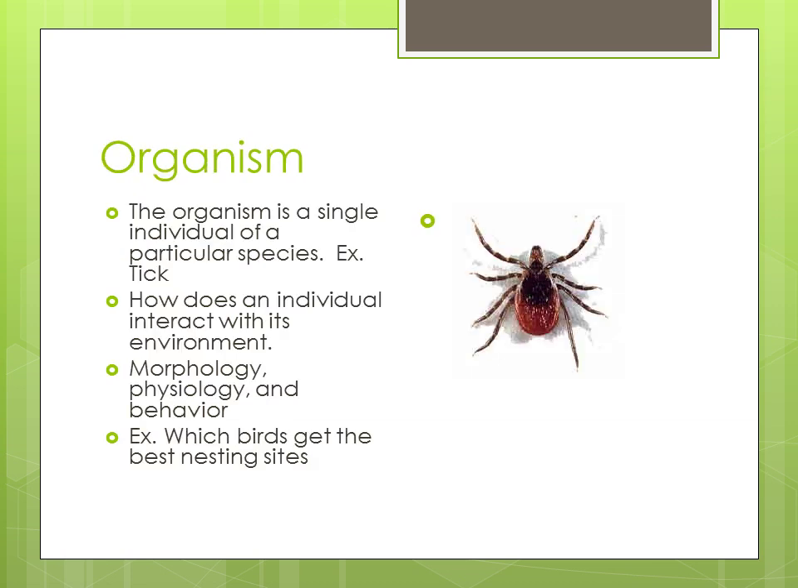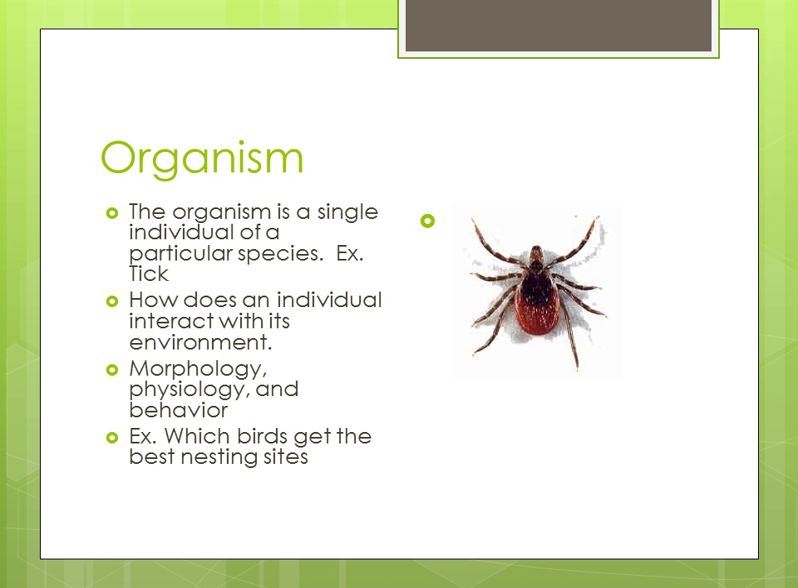Now we're going to take this down and look at it in a little more detail. So first we're going to look at an organism. So here we have a tick that you can see, and there is one tick, that is the one organism that you are looking at here. An organism, as it is defined, is a single individual of a particular species. Here's my example, a tick.